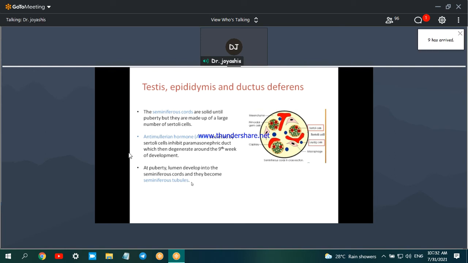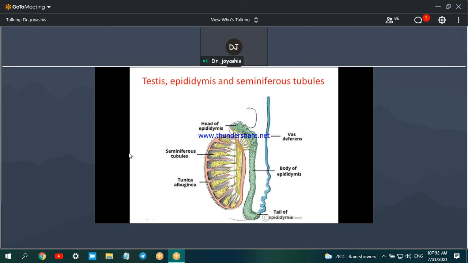At puberty, the lumen develops into the seminiferous cords and they become seminiferous tubules. This is the bulk difference between the body of the epididymis and the testicular region. These are the seminiferous tubules of the testes. This is the end of the epididymis, the tail of the epididymis, and this is the body of the epididymis.